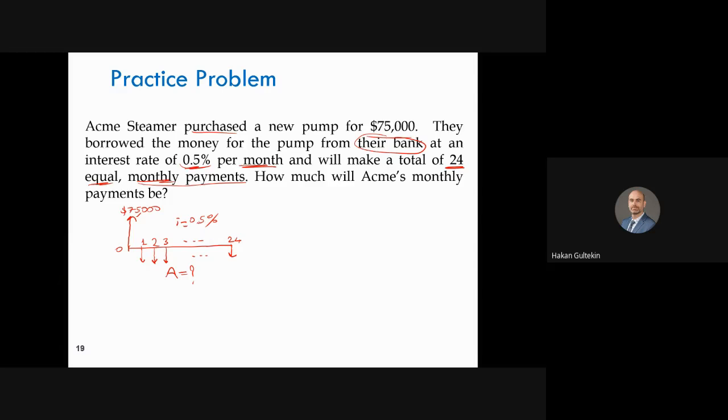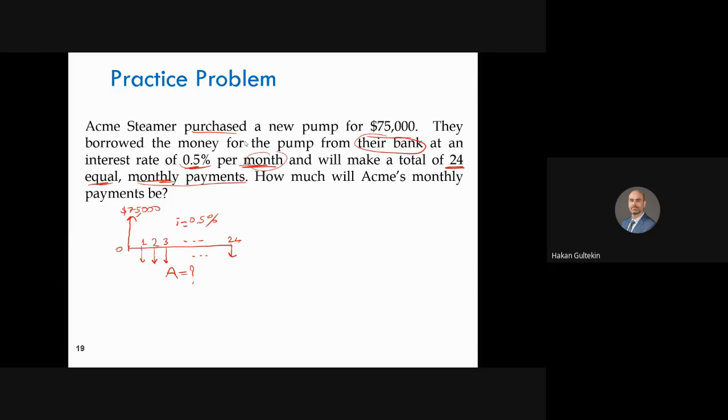Okay, it's not important whether the periods are given in months or years. The factors inside these factor formulas don't specify whether it's months or years. We are not converting months to years or years to months.